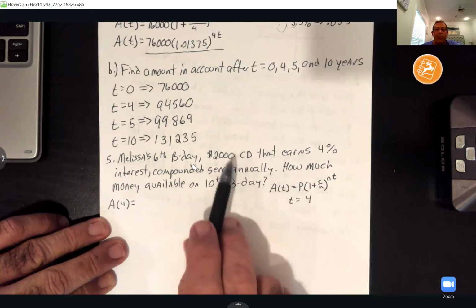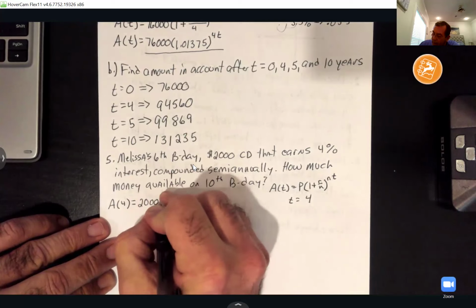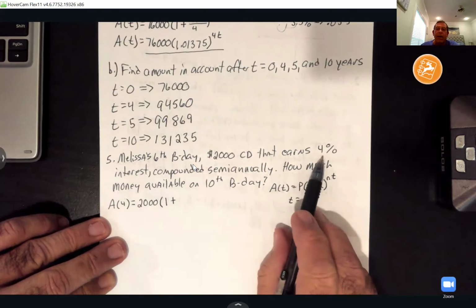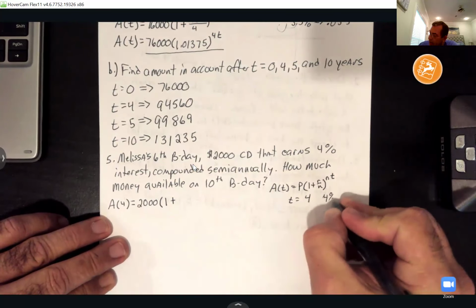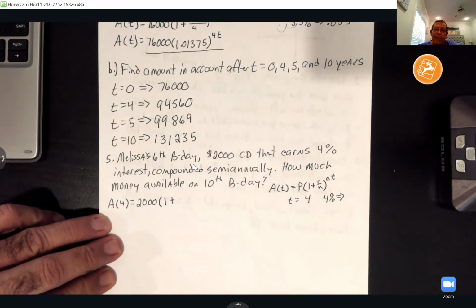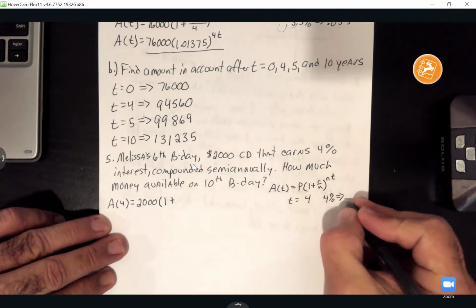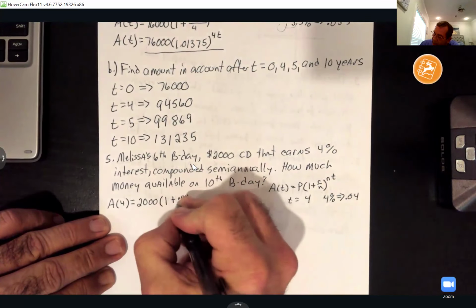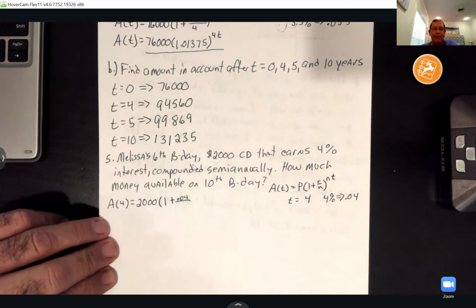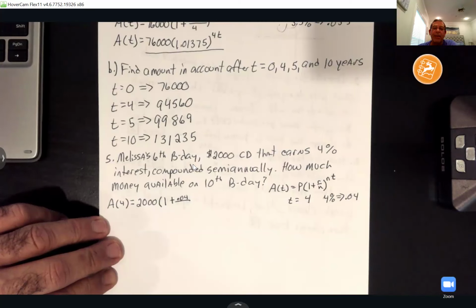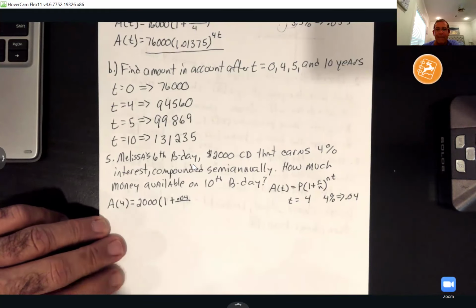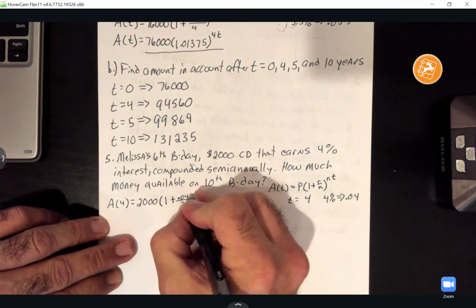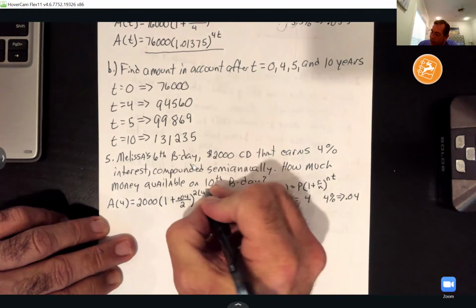So remember, we start, P will be the 2,000, parentheses, 1 plus, all right, y'all, 4%, let's see. Decimal form for 4%, what do we got? 0.04. So that'll be 0.04. So I'm going to put that on top. How about N, which is semi-annually? How many times a year is a semi-annually? Is it 2? It's 2. Good job. All right, then that'll be 2 times my t, which was 4.